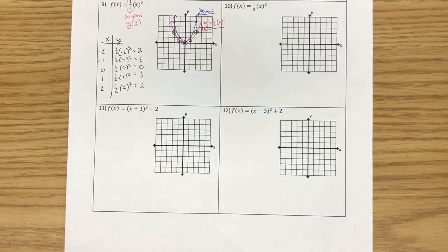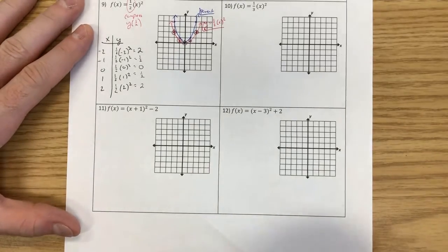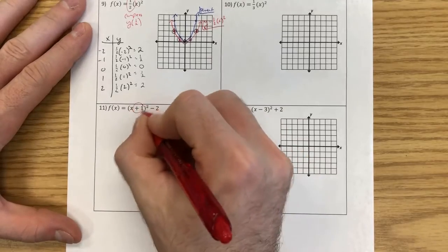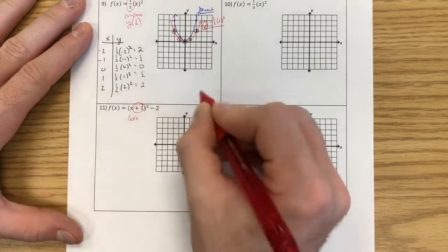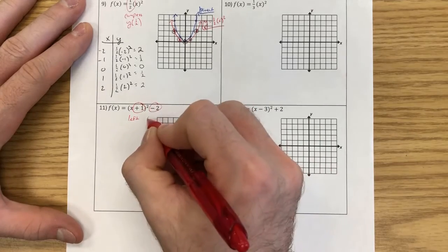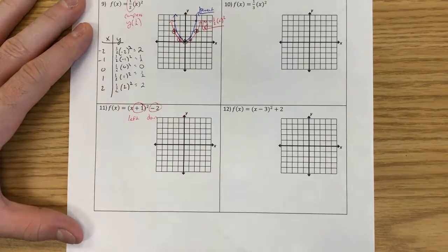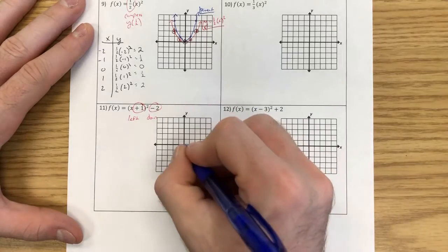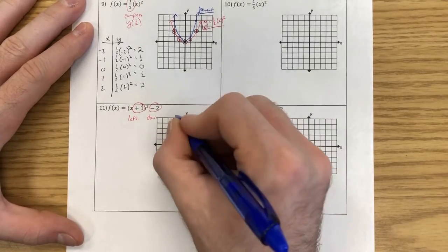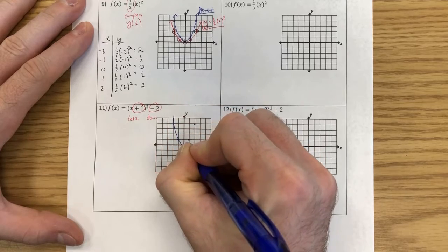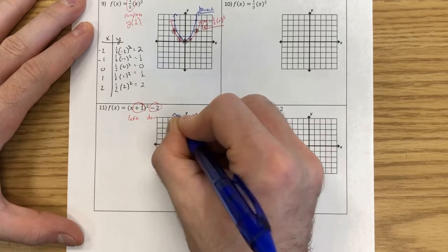Okay, let's see how it worked. So it looks like I have two transformations. I have a +1, which means we're going to be moving to the left, and I have a -2 on the outside, which means we're going to be moving down. So when I graph my parent function, I'm going to take each one of these points and move it left and down.